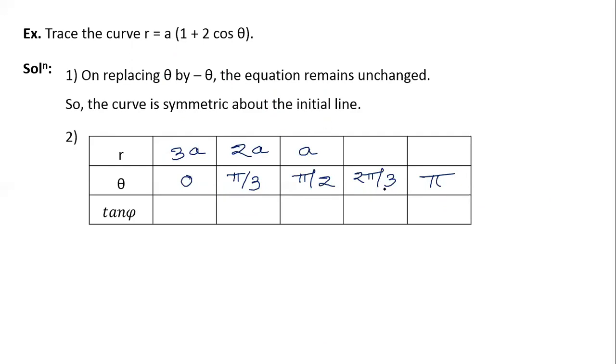Cos 120 is equal to cos of 90 plus 30, and that is equal to minus sine 30, minus half, and r will be 0. And after that, cos pi is minus 1, and r will be equal to minus a.